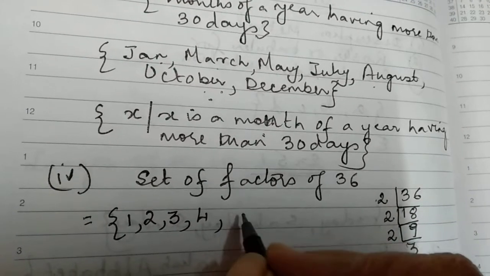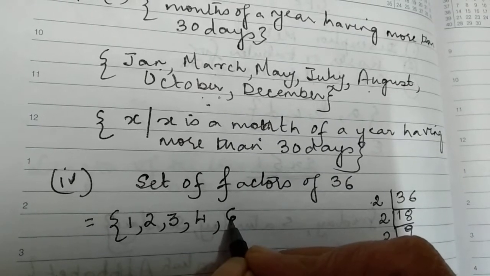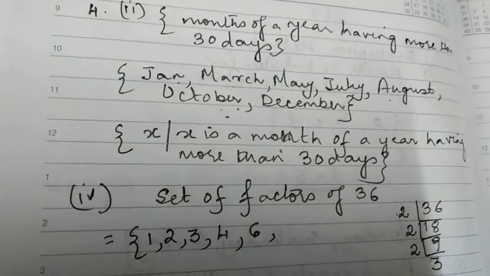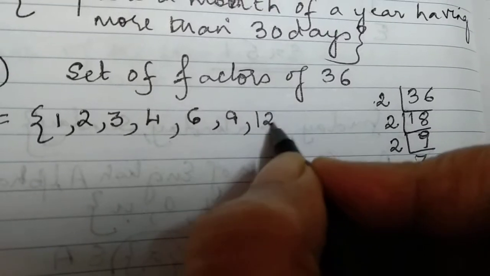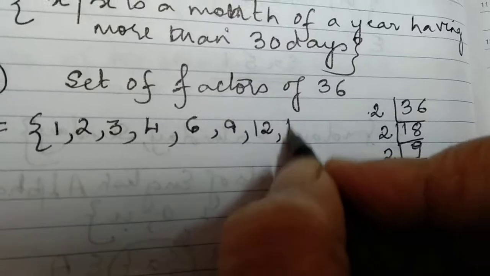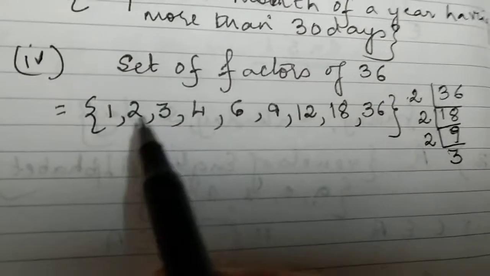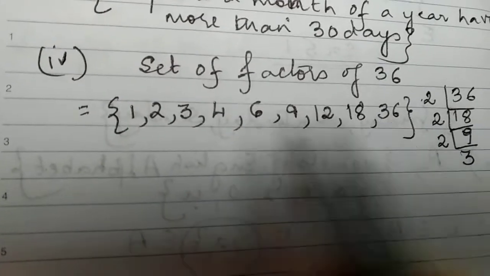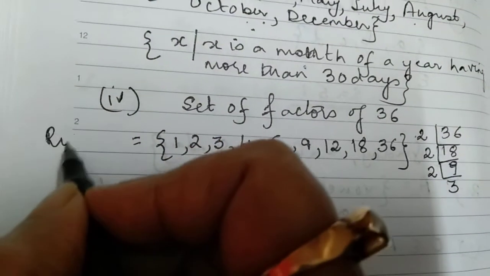then 6, yes, these are all factors of 36, 9, 12, 18 and 36. These are all factors of 36. So see, I have written down each of the factors. So this is in the roster form. Okay, this is the roster form.